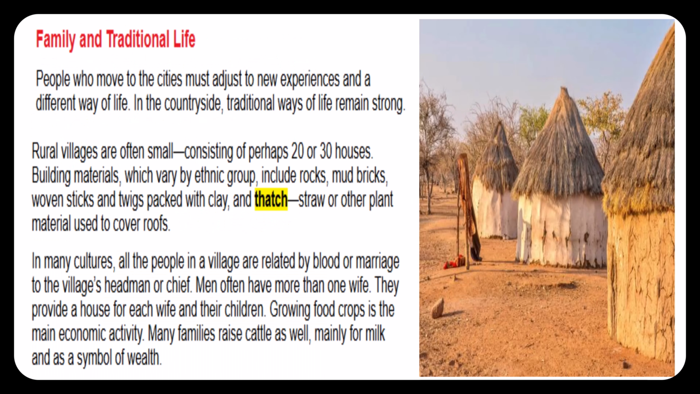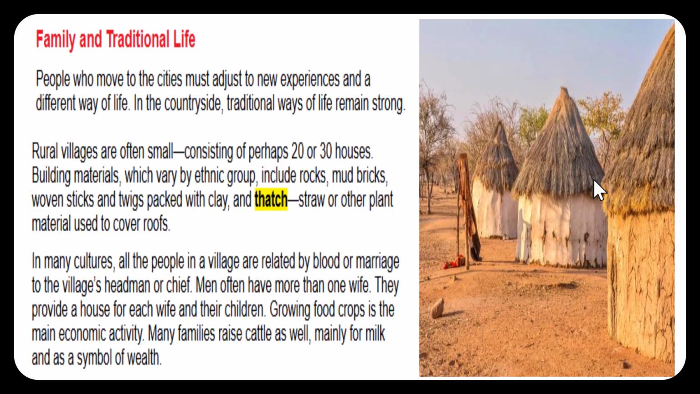Question number 23. How are homes often built in rural areas of southern Africa? Well, the building materials vary, but they can include basic materials like rocks, mud bricks, sticks, twigs, and thatch. Which leads us to the next question. What does the word thatch mean? Thatch is straw or other plant materials that are used to cover the tops of your homes, as you can see pictured here.